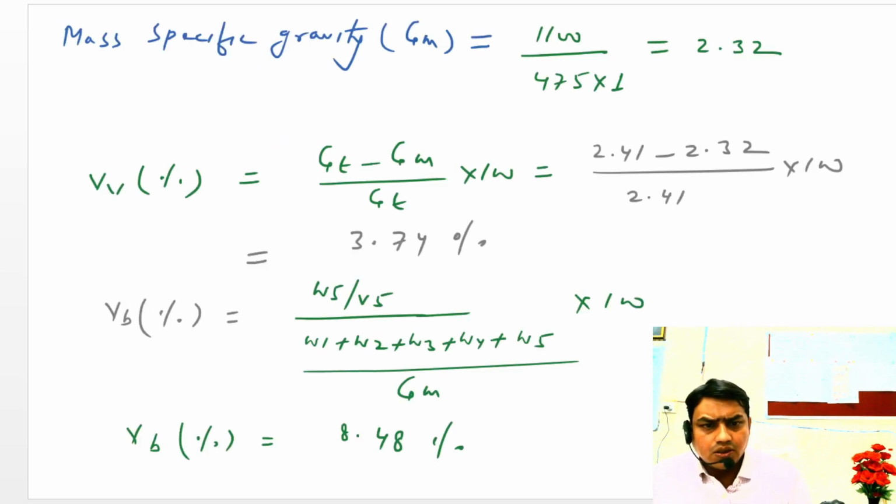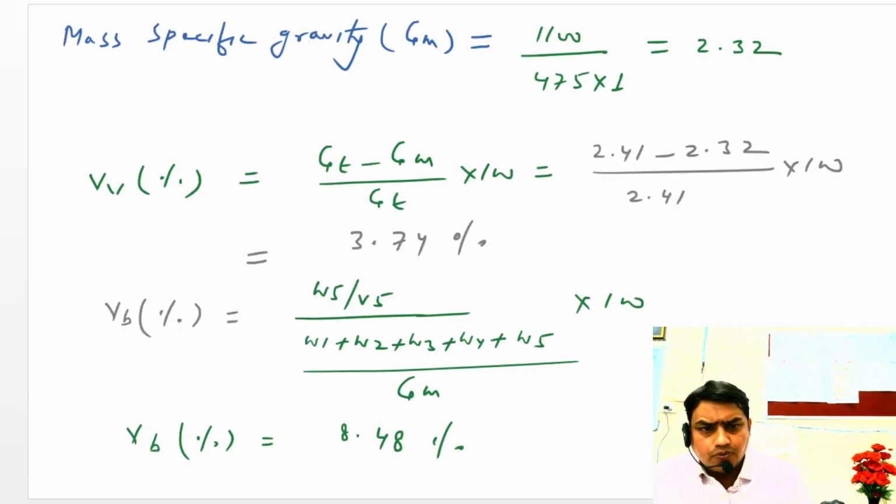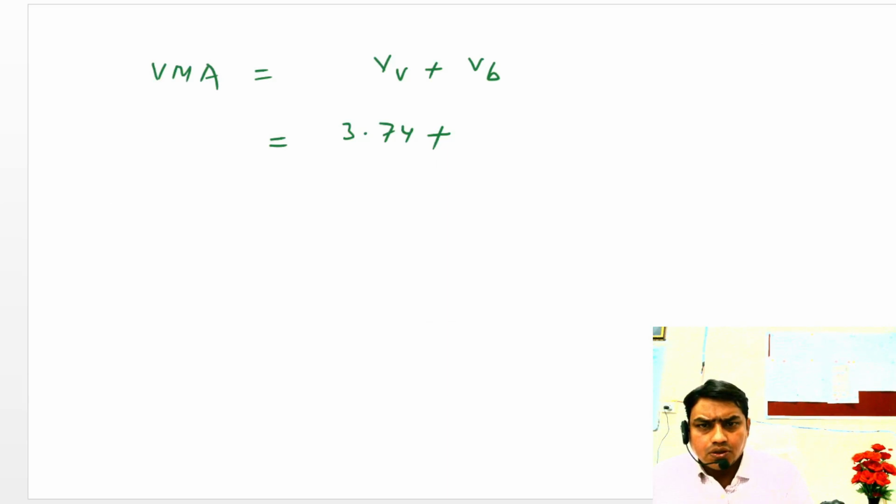So it will be 3.74 plus 8.48. So void mineral aggregate is 3.74 plus 8.48, so it is coming 12.22%.